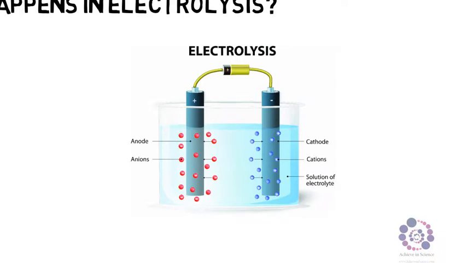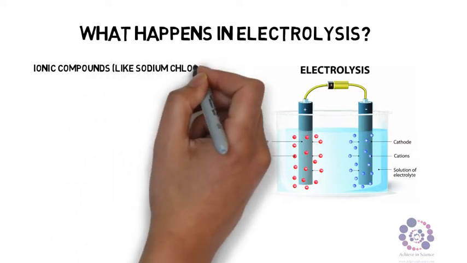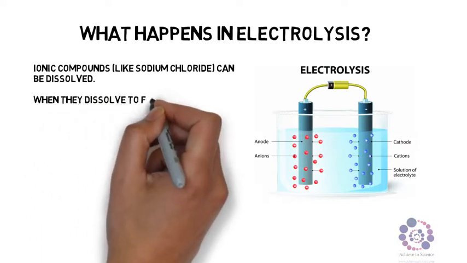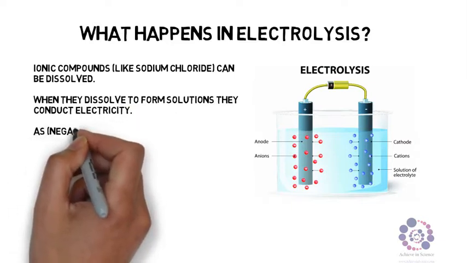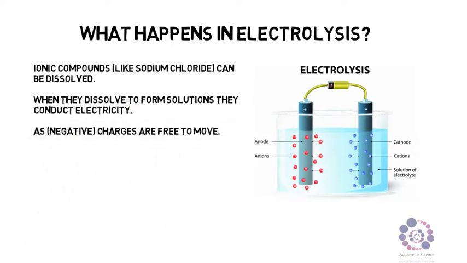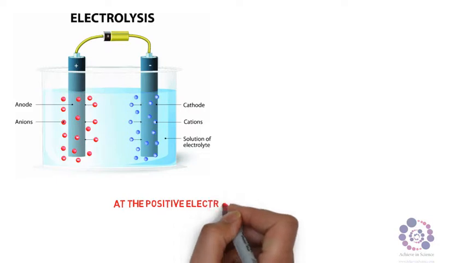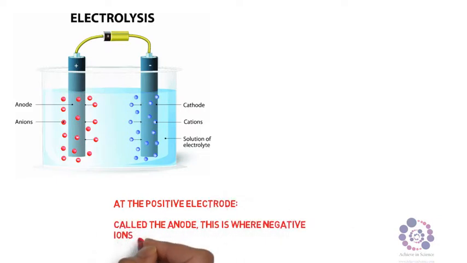We can see that we have two electrodes, one named the anode and one named the cathode, and these are going to be important. Ionic compounds like sodium chloride can be dissolved. When they dissolve, they form solutions that conduct electricity. They conduct electricity because there are charges that are able to move throughout the solution. At the positive electrode, which is named the anode, this is where negative ions lose electrons. Remember that electrons are negatively charged.